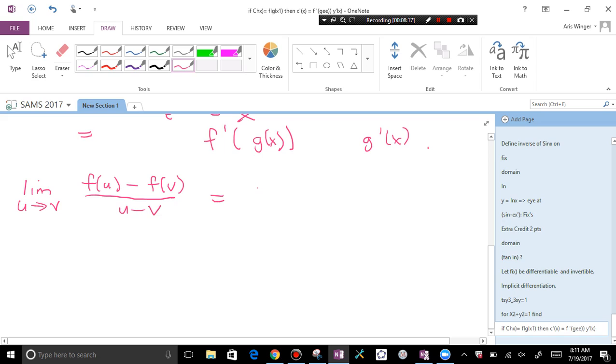The derivative where? At v, excellent. That is f prime of v. Okay? That's the definition, one of the two definitions. Now, I don't want us to be intimidated by notation.